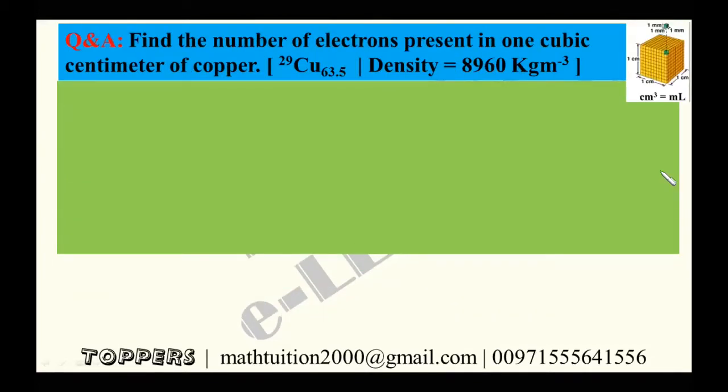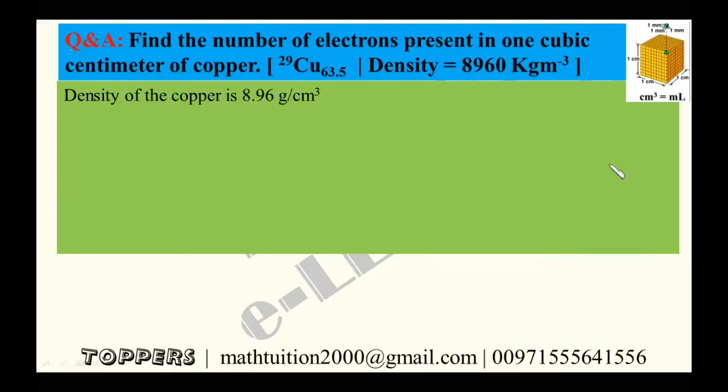Next, find the number of electrons present in 1 cubic centimeter of copper. Given copper's atomic number is 29 and atomic mass is 63.5. Its density is 8960 kilogram per meter cube. See, 1 centimeter length, 1 centimeter breadth, 1 centimeter height, a cube of copper. How many electrons are there? That you have to find. Interesting question. Pause it, start doing it yourself, then come back, let us crack it.